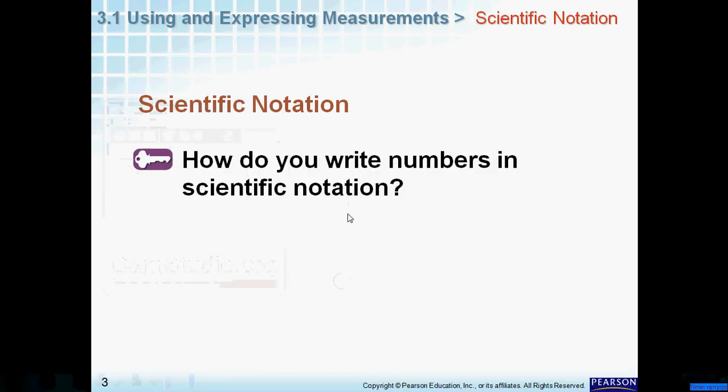Hey everybody, welcome back. Our essential question today is how do you write numbers in scientific notation? So you should make sure that you write this essential question at the top of your Cornell note.